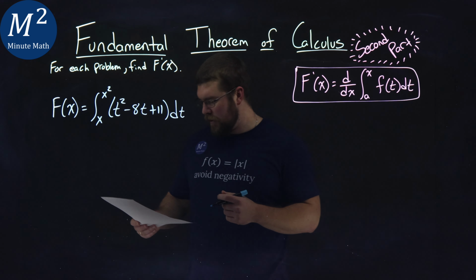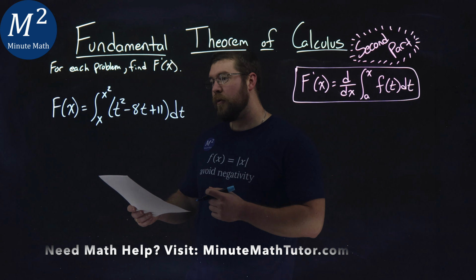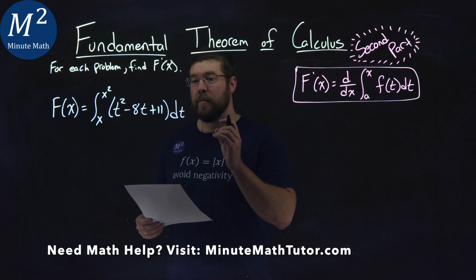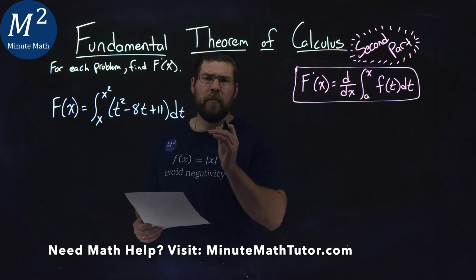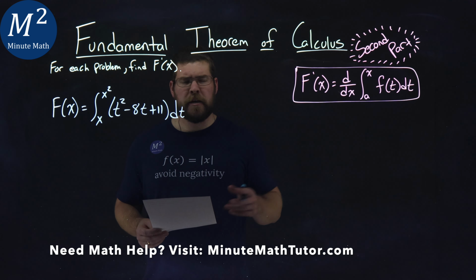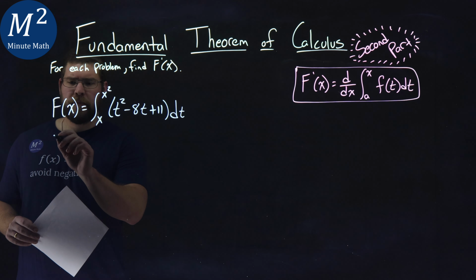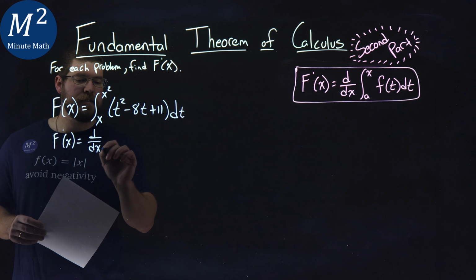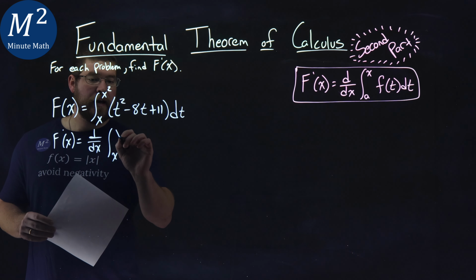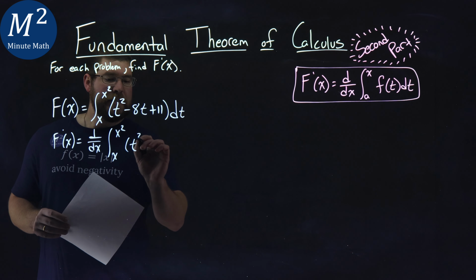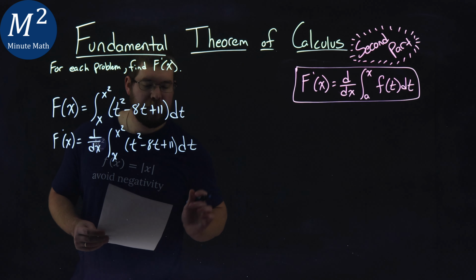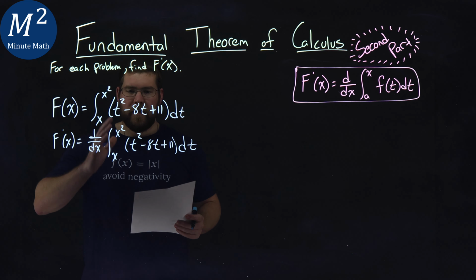We're given this problem right here. F of x is equal to the integral from x to x squared of t squared minus 8t plus 11 dt. And we need to find f prime of x. So let's use our formula here. F prime of x is equal to d over dx of our integral from x to x squared of t squared minus 8t plus 11 dt. Alright, got that all set up.